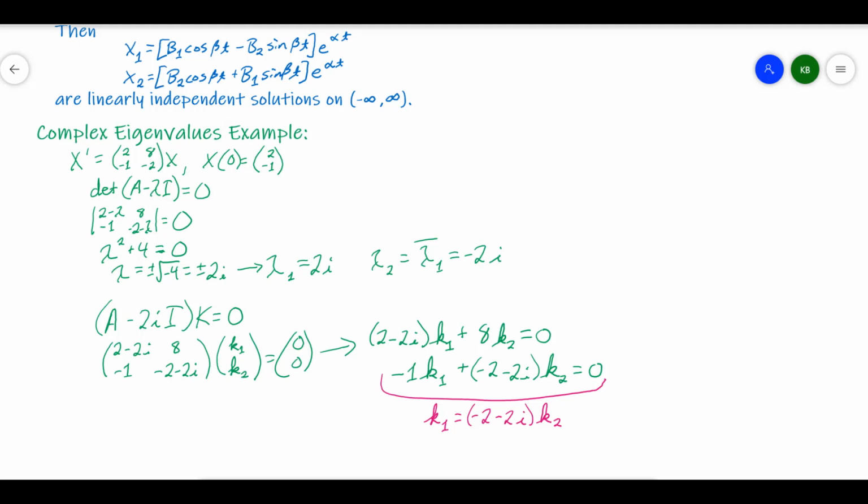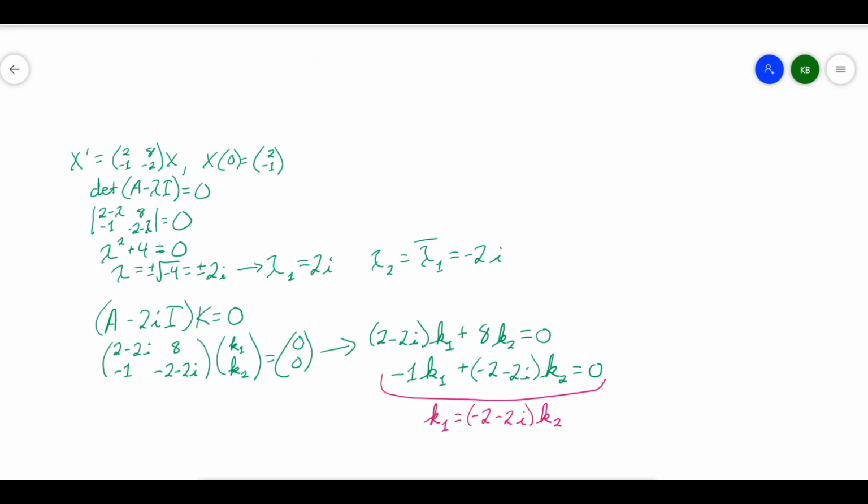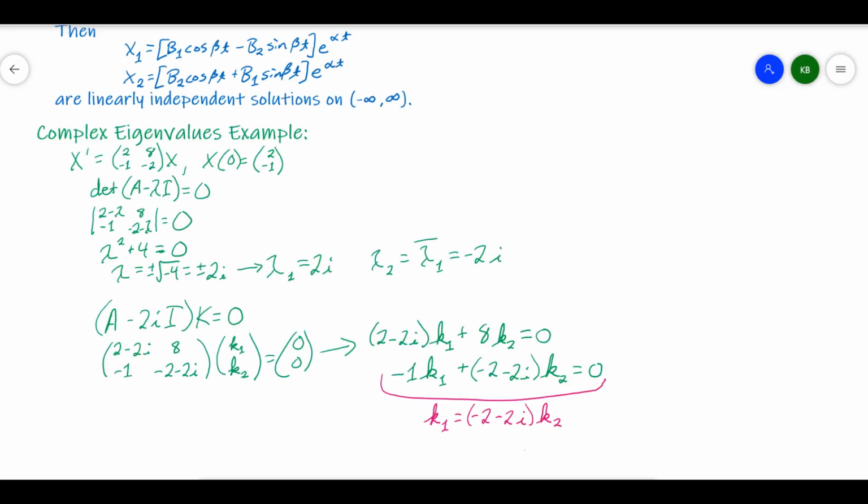So if I choose anything for k2, that's my free choice that I get here. Then I find out what k1 is. So let's choose k2 equals negative 1. Get rid of some of those negative signs there for us. And we get k1 is going to equal positive 2 plus 2i. And so that tells me that capital K sub 1 is going to equal 2 plus 2i, and the second entry will be negative 1.